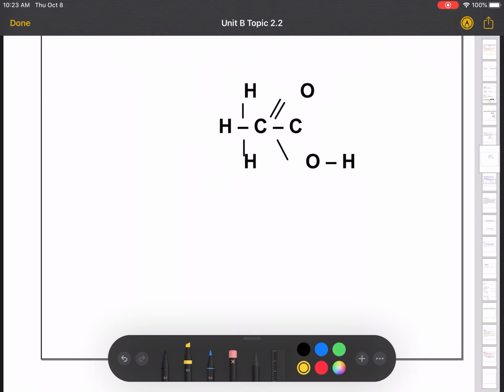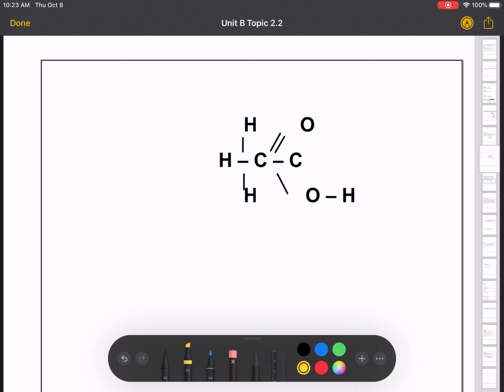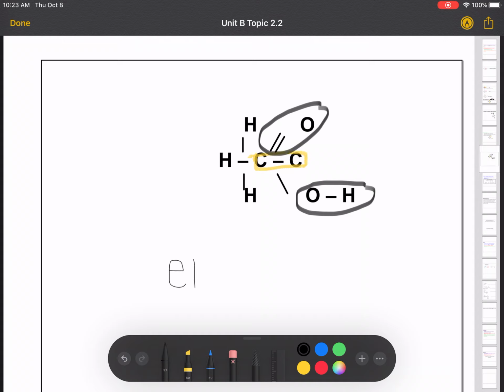So again, it's giving you an example. This is our ethanoic acid because we know right away there, and then we see two. How to name these? We see an ethane, but then we've got to take off that ending and add oic acid.